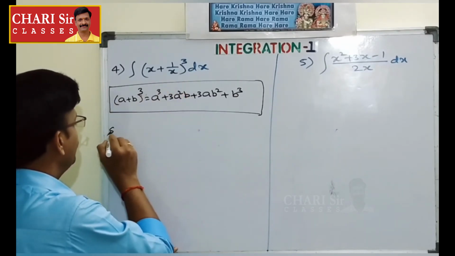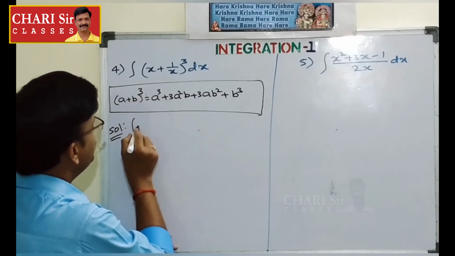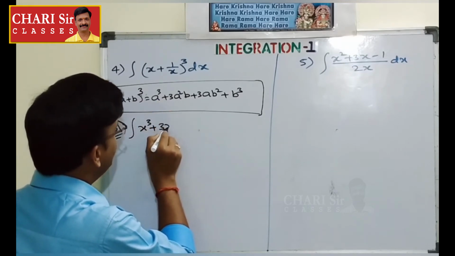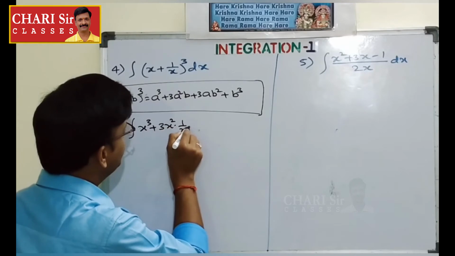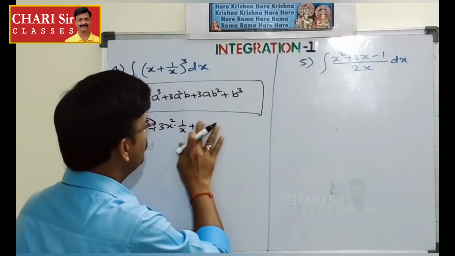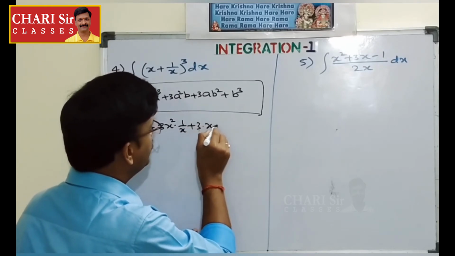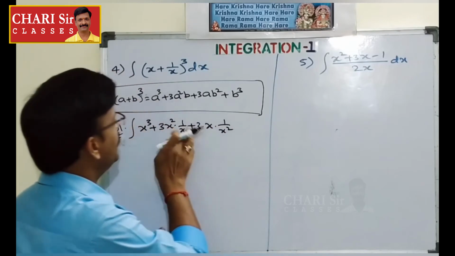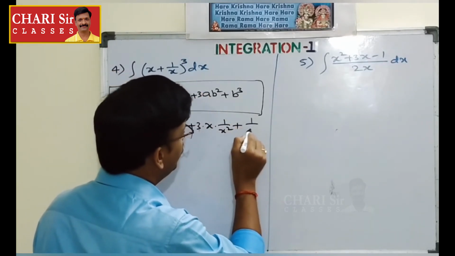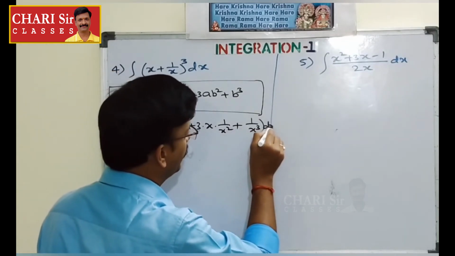So in the solution you can write the integration of a³, that means x³, plus 3a²b, that is 3x² into 1/x (1/x is b here), plus 3ab², that is 3 into x into 1/x², plus b³, b³ means 1/x³, for this whole dx.